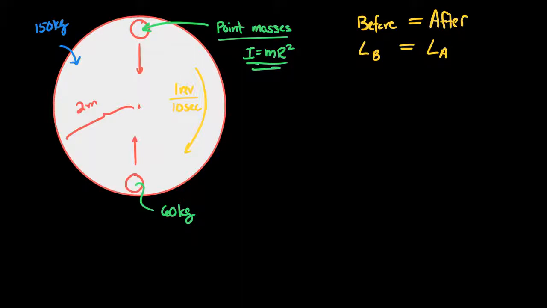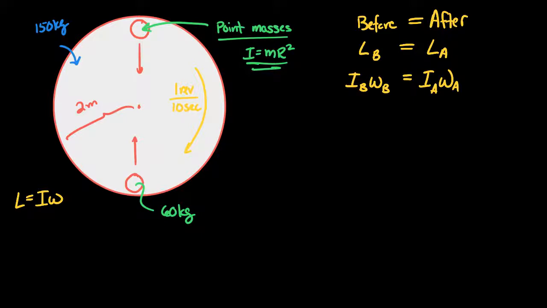So my first piece is to remember that angular momentum is the moment of inertia times the speed. That's where I want to start. So what I really have going on over here is the moment of inertia before the people walk to the center times the speed before they walk to the center is going to equal the moment of inertia after they're at the center times the new speed when they're at the center.